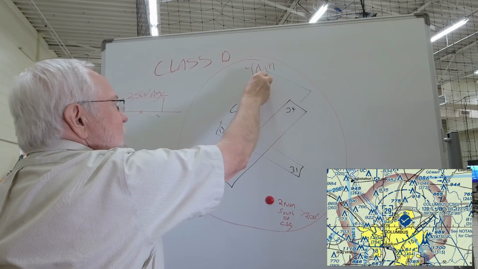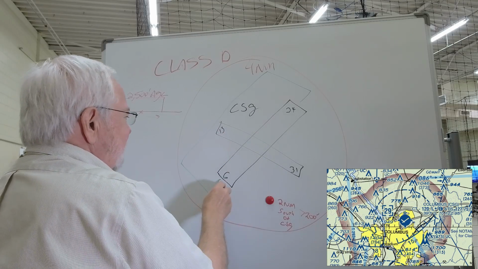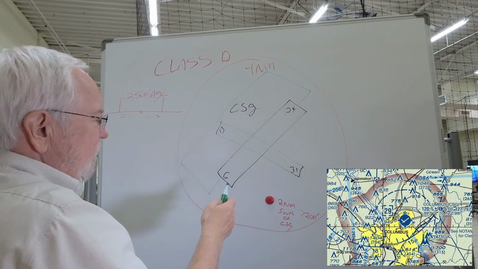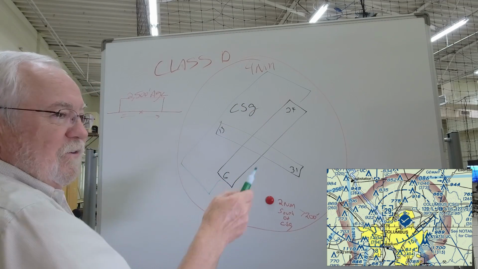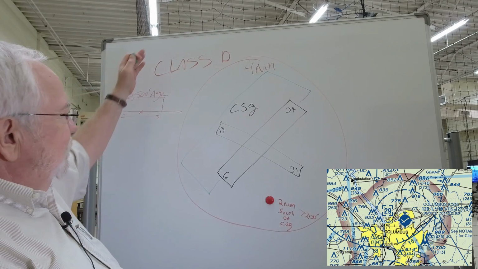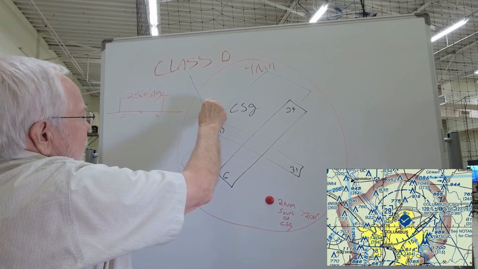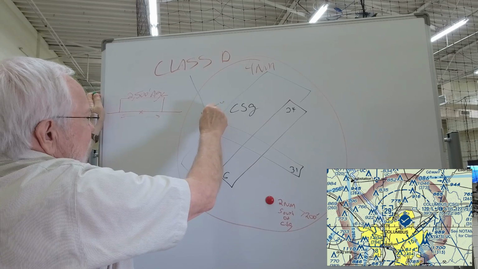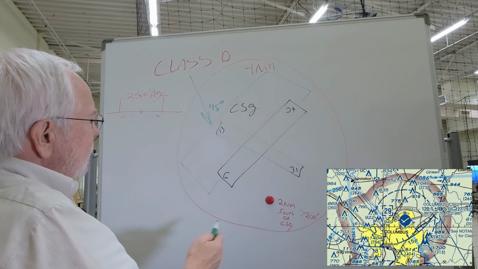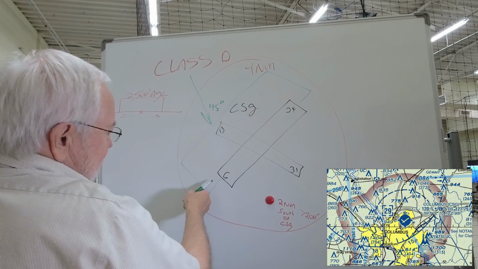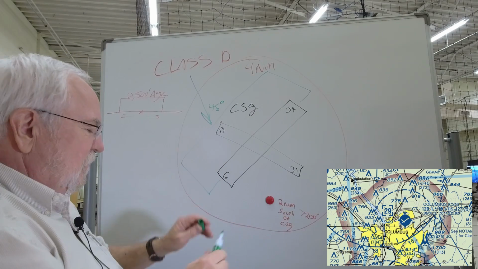So this is what people are going to be doing, some kind of pattern like this, if they're doing touch and goes. But even inbound traffic coming in is going to try to enter at that 45-degree angle that we've talked about before, the standard angle for entering a traffic pattern. If they're landing, they'll be staying away from you. This is good news.